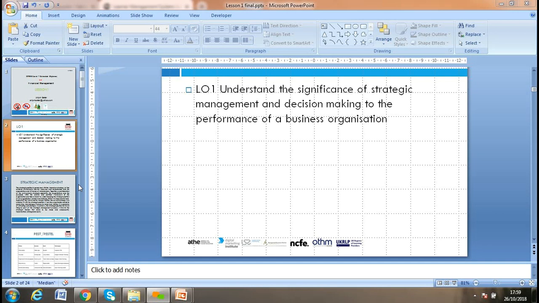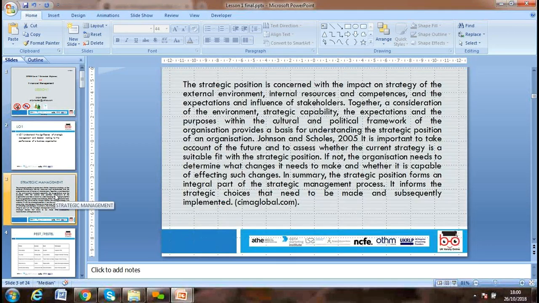Okay, we'll go through our first lesson and understand the significance of management decision making to the performance of a business organization. So today's lesson will cover our LO1. First we'll discuss management. During our last lesson, I mentioned a bit that management is a process of designing an environment to achieve our organization objective. So objective means end result, what we really want to achieve.